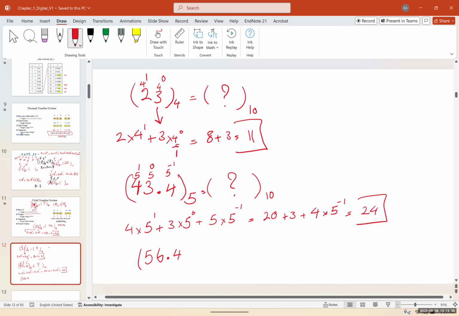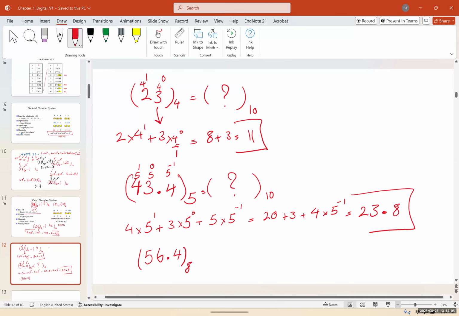So it's 4 times 5 to the power of -1. So this would be 23 plus 4 divided by 5, which is going to be what? 0.8. Thank you so much. 23.8.